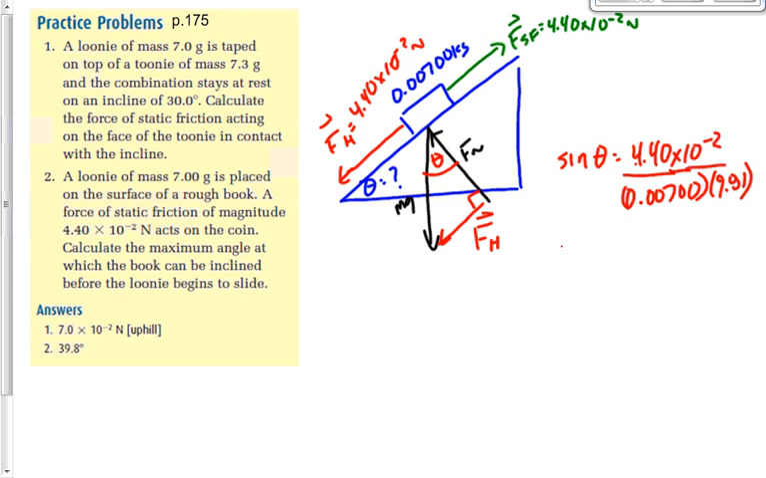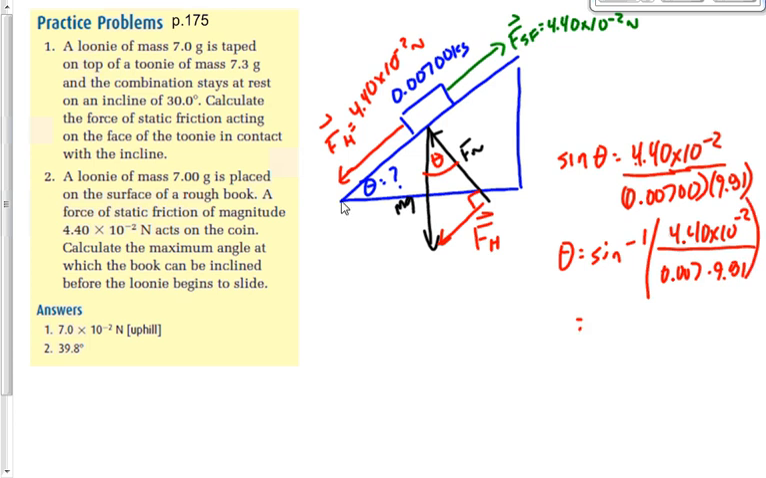So to find theta, we're going to take the inverse sine, second function sine, of what you see on the right-hand side there, 4.40 times 10 to the minus 2, over 0.007 times 9.81. We calculate that and get that angle on our calculators. Literally all we're going to do is say inverse sine, second function sine, use some brackets. We end up getting 39.8 degrees.